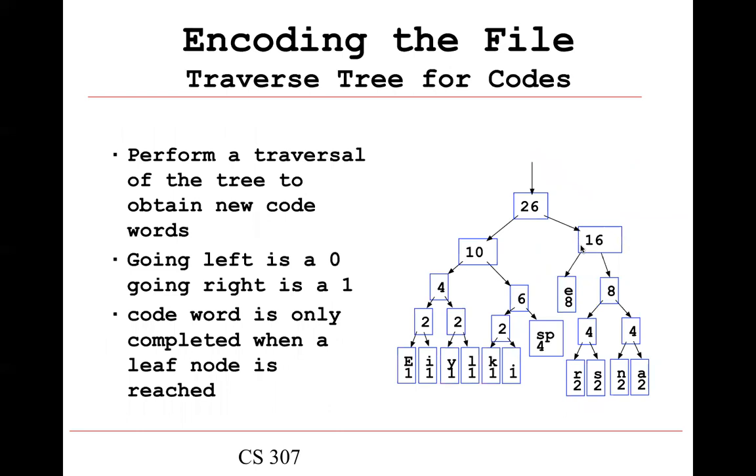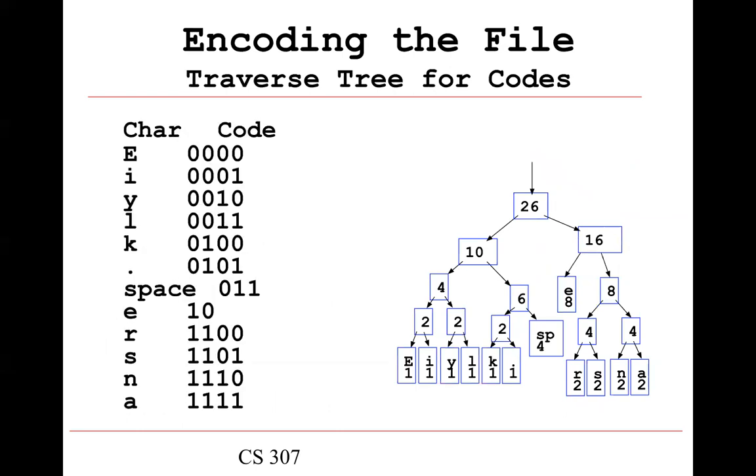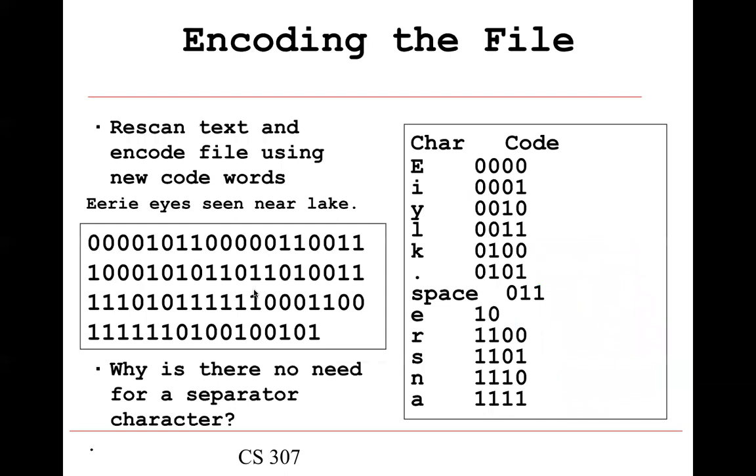So we can generate this new encoding table. Example for space is 0, 1, 1. Then use this encoding table, we can encode the original text.